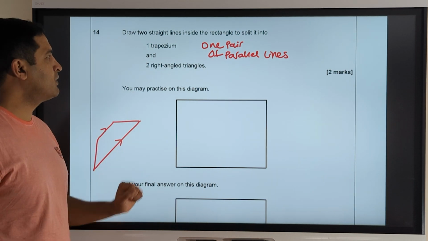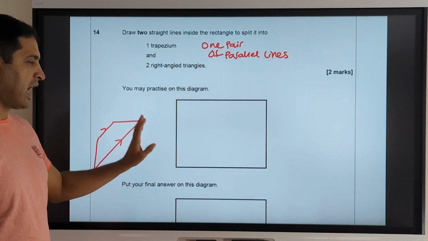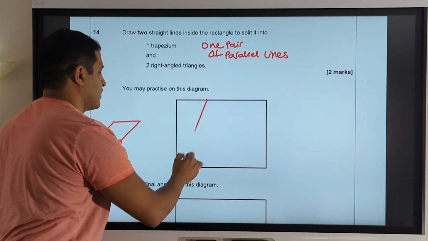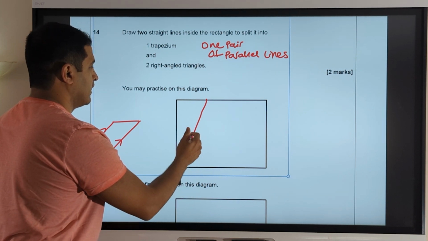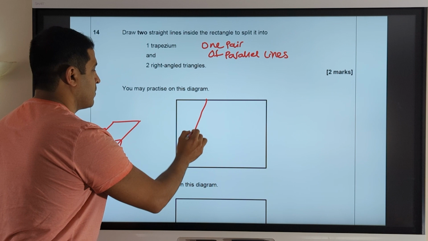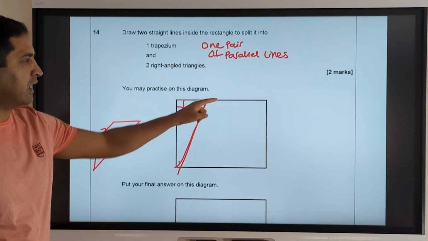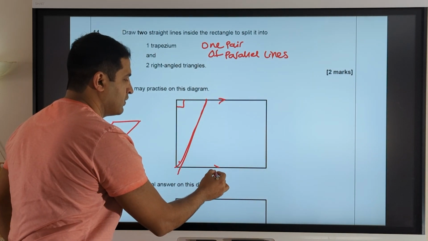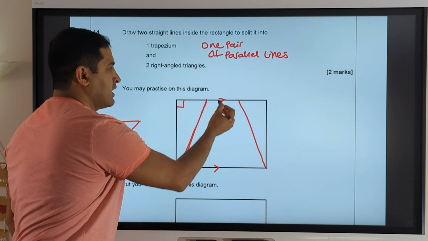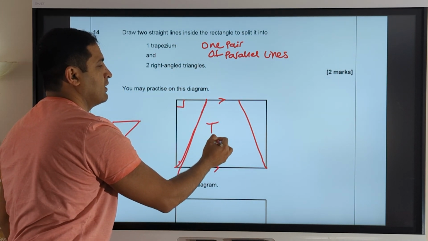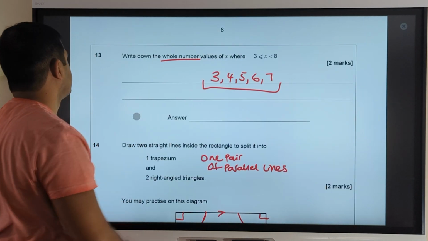So we need to make one trapezium and 2 right angle triangles. So I can clearly see it. The easiest one I can quickly see is this one here. By the way, that means to go in the corner. Okay, this line needs to go into the corner there. So that's a right angle triangle. And again, I need one pair of parallel lines. So this line here is parallel to this line here. So I can do something like this. So now these 2 lines are parallel, so that makes this a trapezium. And these 2 are right angle triangles. 1 and 2.